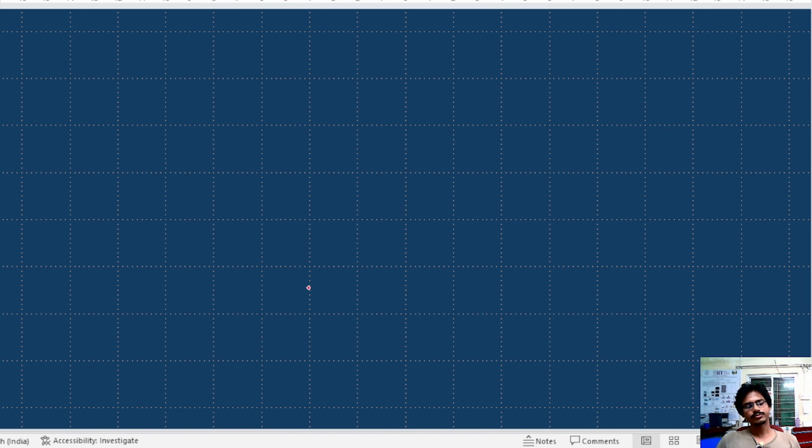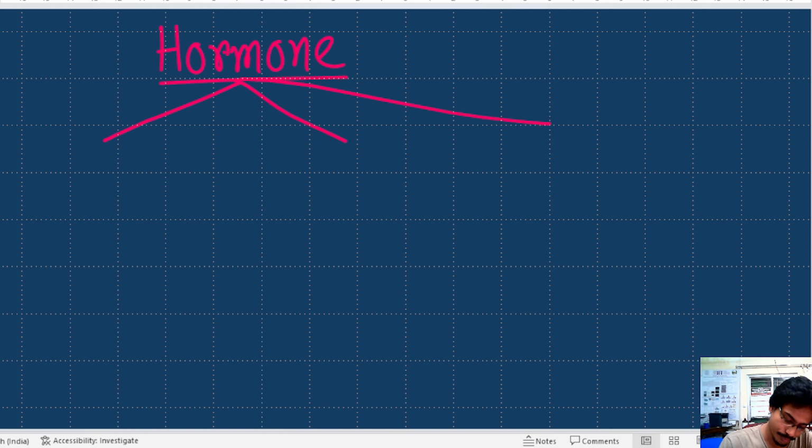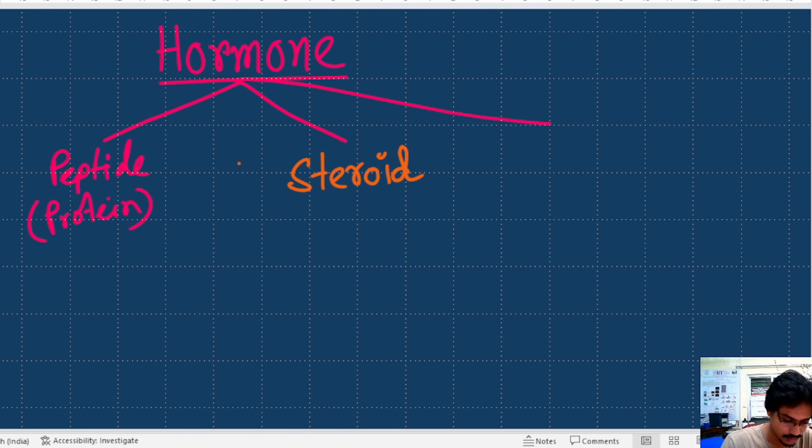So now we will go through the hormones. So what are the hormones? Let's write. So these are the hormones. There are three types of hormones. One will be the peptide or protein, or you can say protein-based, the second is the steroid, and the third one will be amino acid derived.